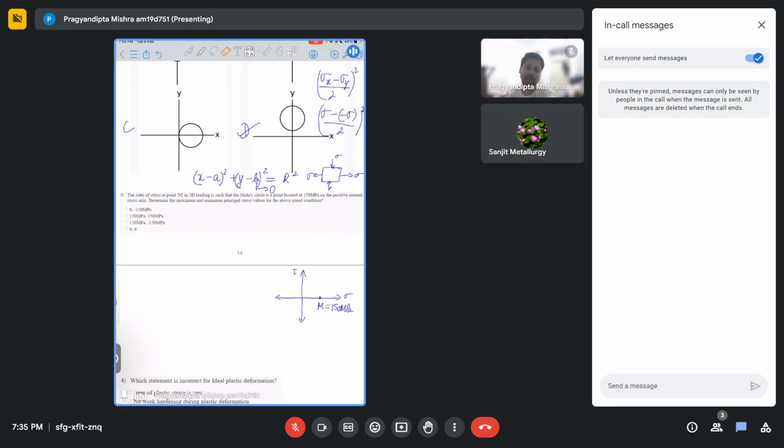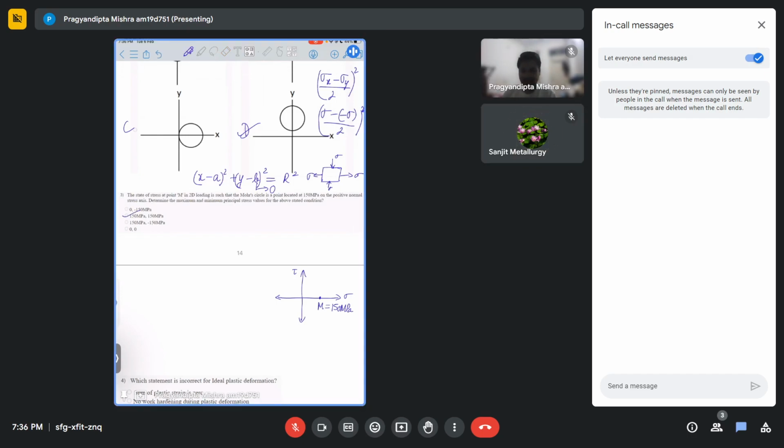Stress is dependent on the coordinates of each point on the circle, right? Now here the circle is only one point, which means that that point itself is the principal stress, right? Yes sir. So both the values of principal stresses will be 150 MPa only.